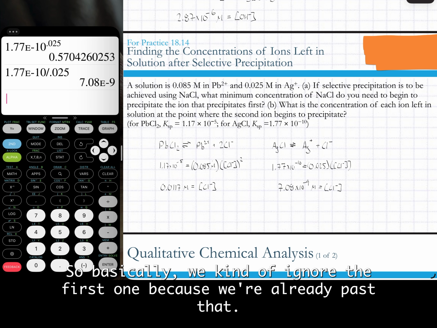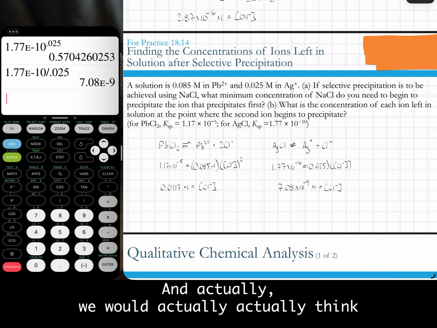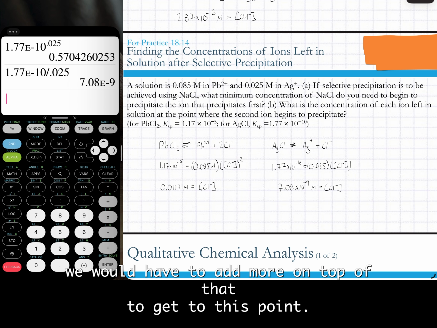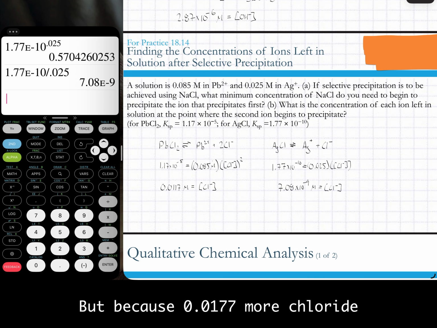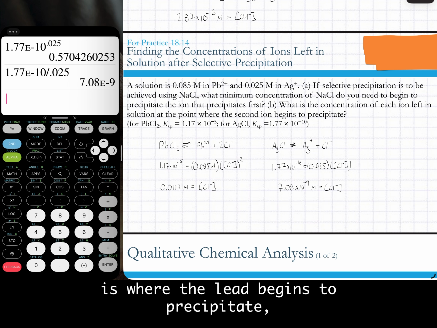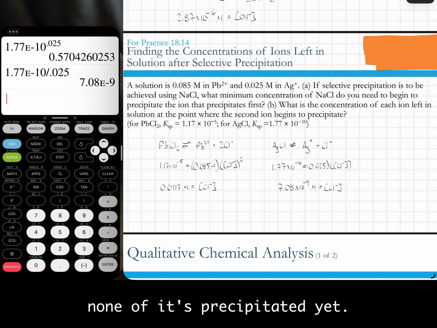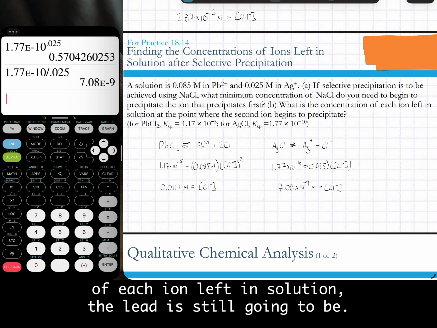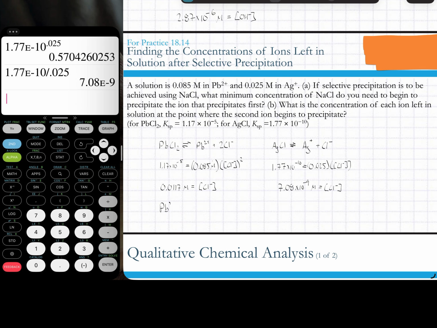Basically, we ignore the first one because we're already past that. And actually, we would have to add more on top of that to get to this point. But because 0.0177 molar chloride is where the lead begins to precipitate, none of it's precipitated yet. It's where it starts, not after some has precipitated. So at that concentration, if we want to know the concentration of each ion left in solution, the lead is still going to be whatever it started at, 0.085 molar.